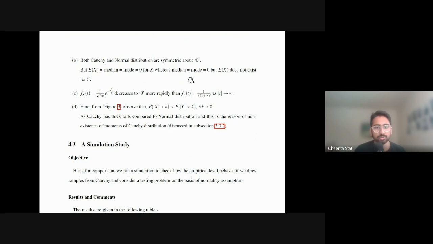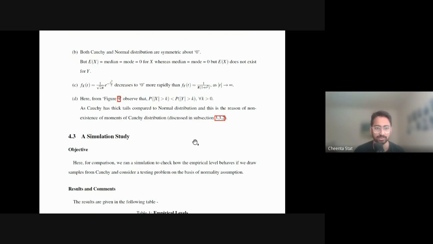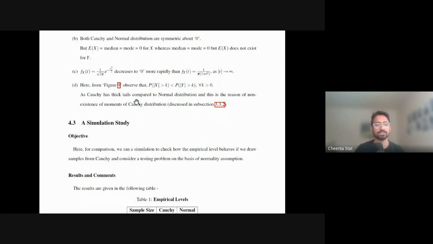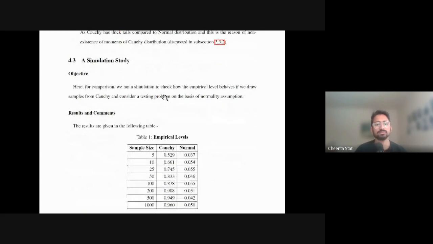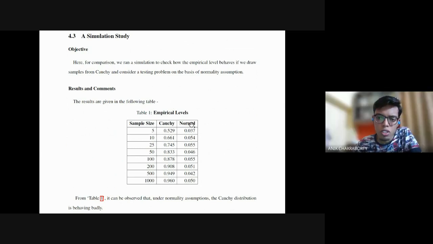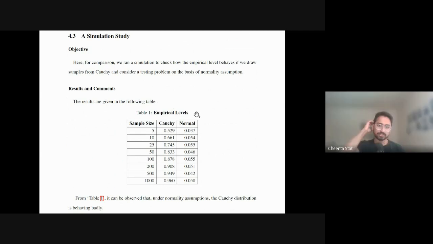Mean, median, mode you understood. The thick tail, as discussed. Okay, yes, you're right. Perfect. So you're doing a simulation study now. You're taking a sample size, and the empirical levels of Cauchy and normal. So taking these samples, what is the empirical level?